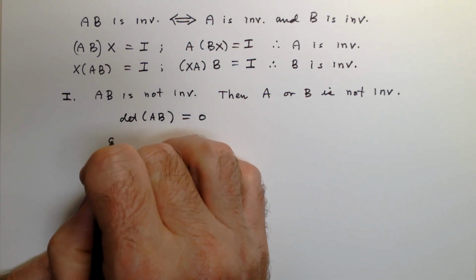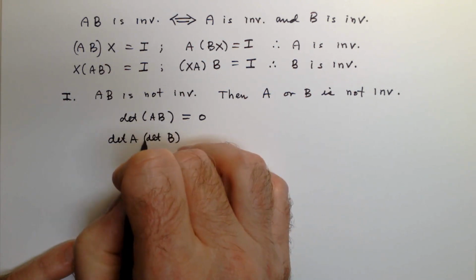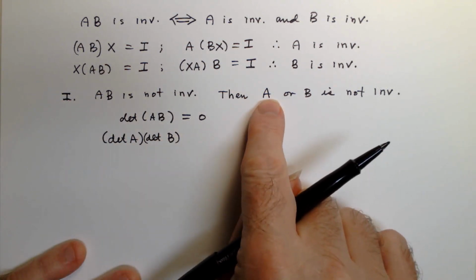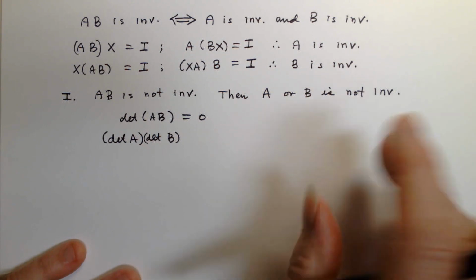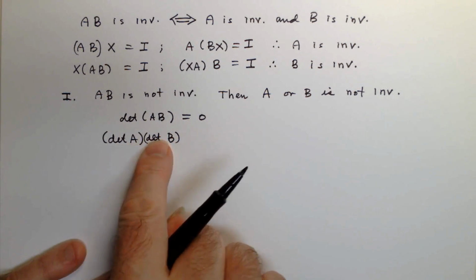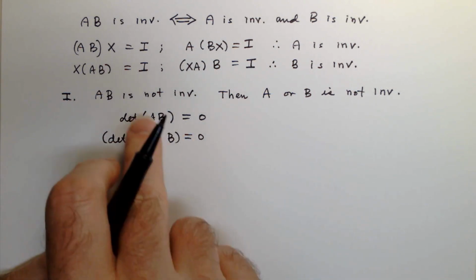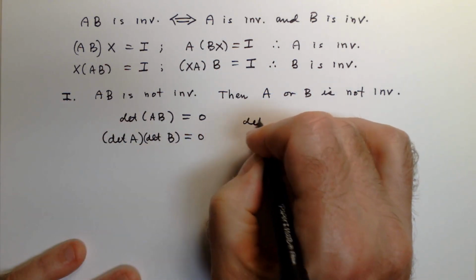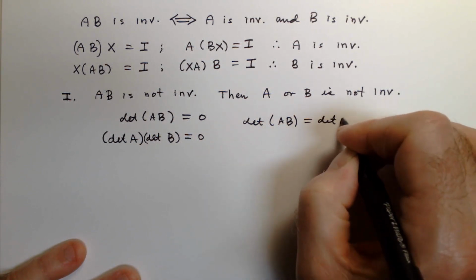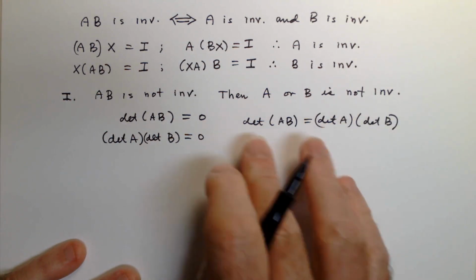And if I look at the product of the determinant of A times the determinant of B, one of these two must be equal to 0 because either A is not invertible or B is not invertible, possibly both. But we know that one of these two is not invertible, so one of these is equal to 0. And so this product is also going to equal 0. And therefore, the determinant of AB is equal to the determinant of A times the determinant of B vacuously because they're both equal to 0.